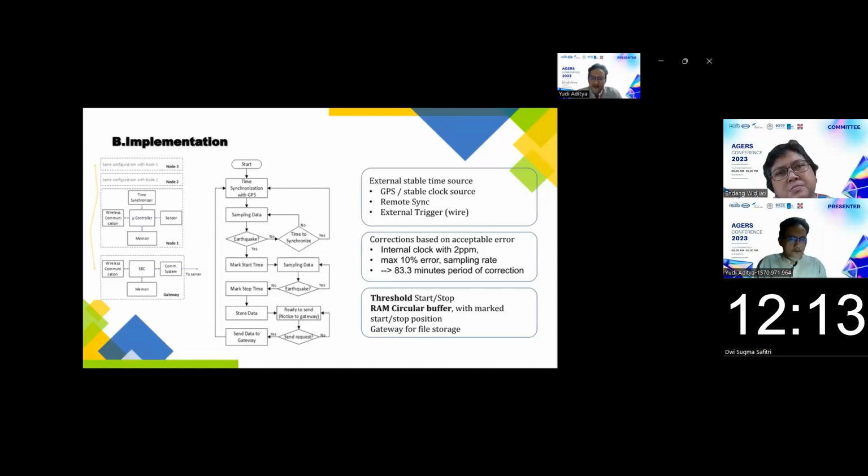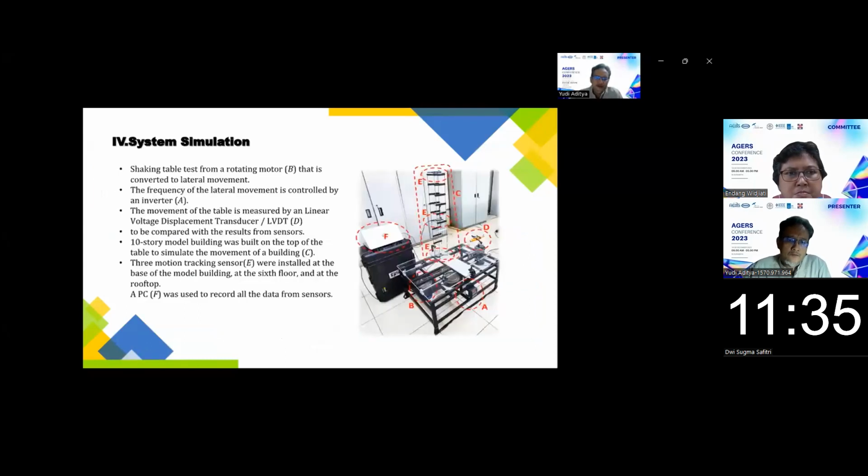What kind of corrections are needed for acceptable error? For example, if we use an RTC, for example the DS3231, whose drift is about 2 ppm, assuming that we have a maximum of 10% error at a sampling rate of 100 hertz, it requires corrections every 83.3 minutes. We need also to implement the threshold start and stop, and implement a RAM circular buffer as well, with marked start and stop positions, with a gateway for file storage.